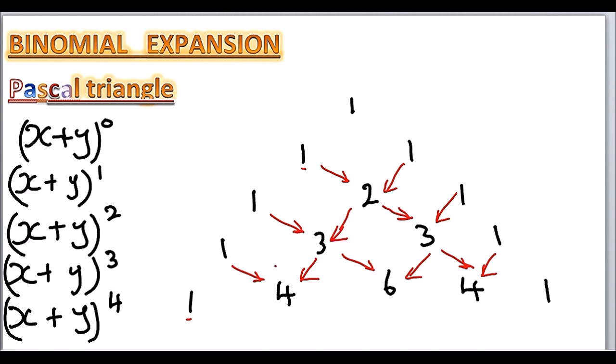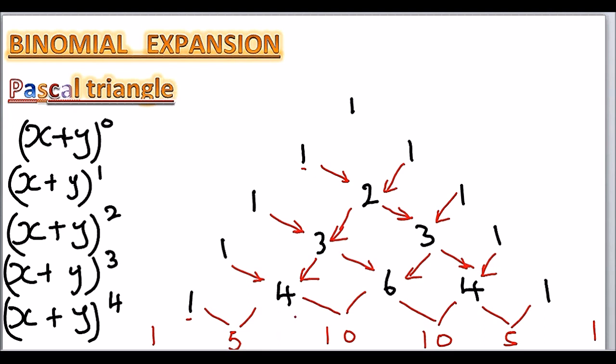Meaning, with this pattern, we can generate the next number. Since we are saying it starts with 1, we can put 1 there. Then when you add 1 and 4, you get 5. You add 4 and 6, you get 10. 4 and 1, you get 5. So we can continue like that on and on.